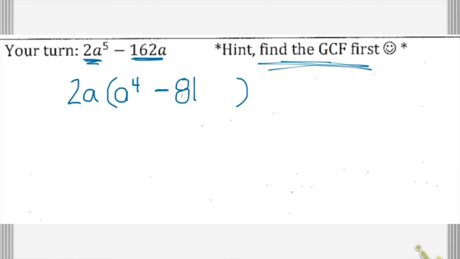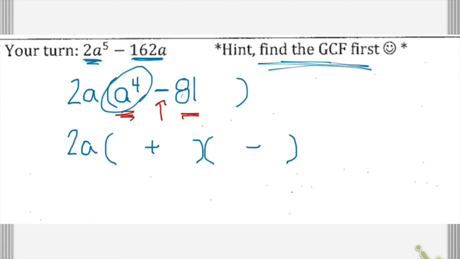And so I've got, hopefully noticing when you factor that, you have a difference of two perfect squares. So we can bring down our factor of 2a, but then we're going to factor the difference of squares. One term plus, one term minus, square root of a to the fourth would be a squared in both spots. And then the square root of the 81 would be 9 in both spots.